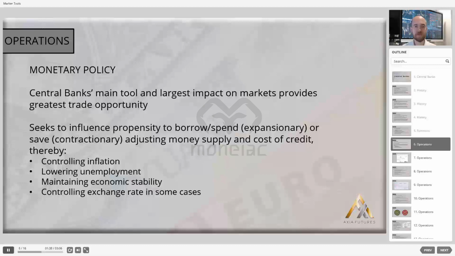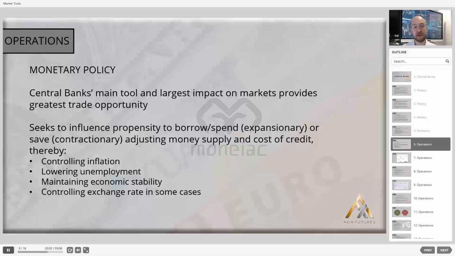All of this is generally a function to control inflation, as I've just mentioned, and lower unemployment. Economic stability is generally a catch-all phrase to cover these different aspects of the economic model, and so that often is what most central banks will try and move towards: economic or price stability.